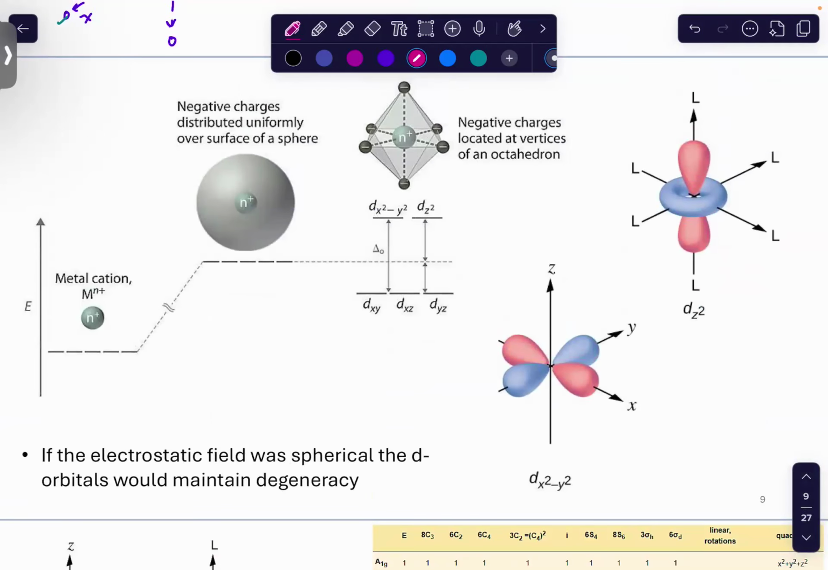Of course, here is your dz squared and your dx squared minus y squared. You can see those ligands coming in and interacting and causing that split. Every single field is going to have its own unique split.